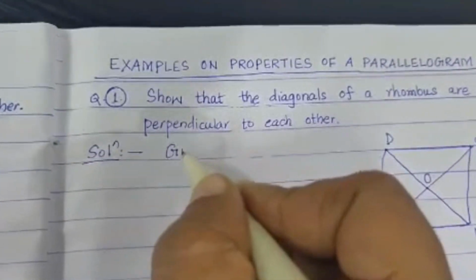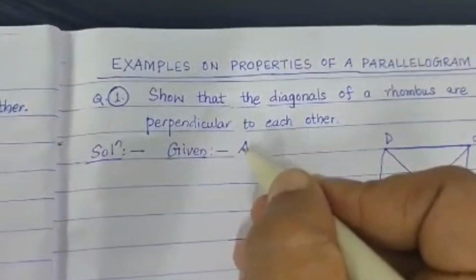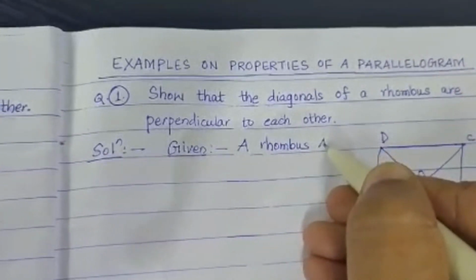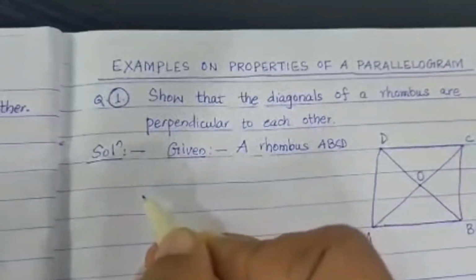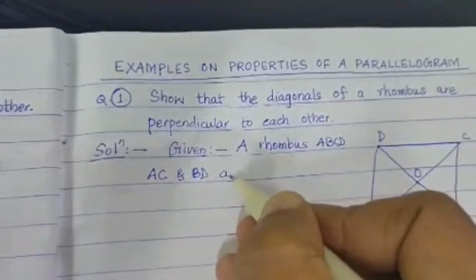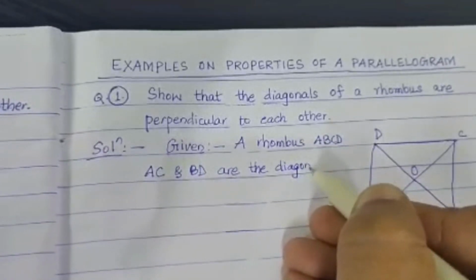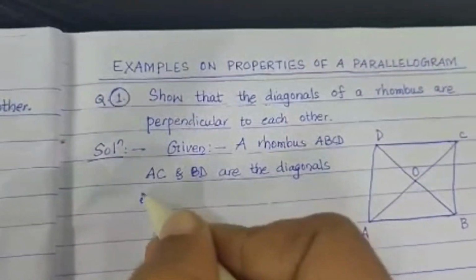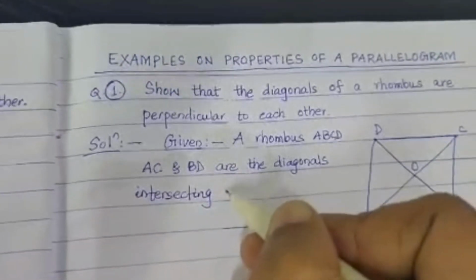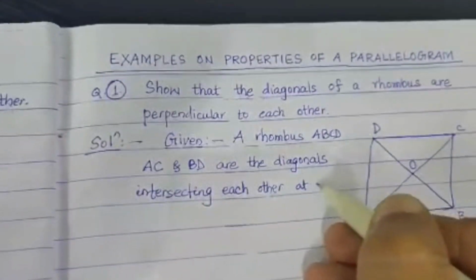Now, the given things are: we have been given a rhombus ABCD, and AC and BD are the diagonals intersecting each other at point O.